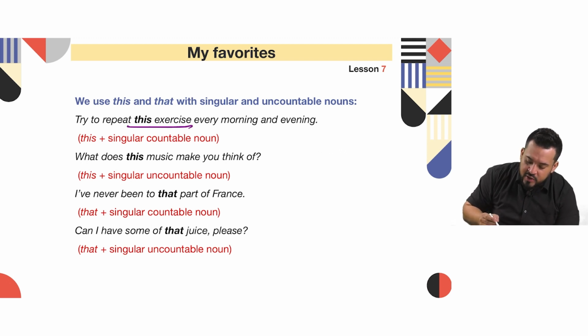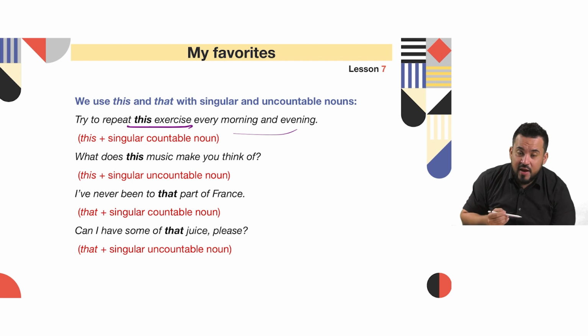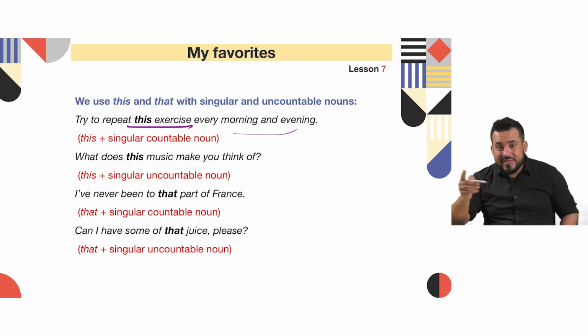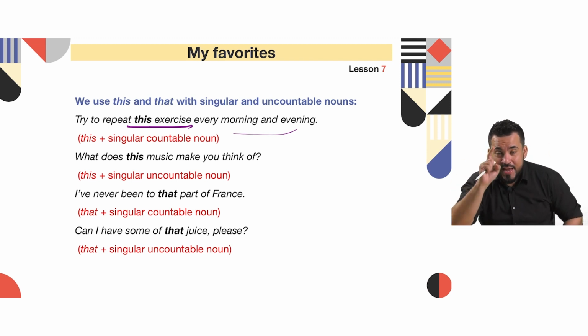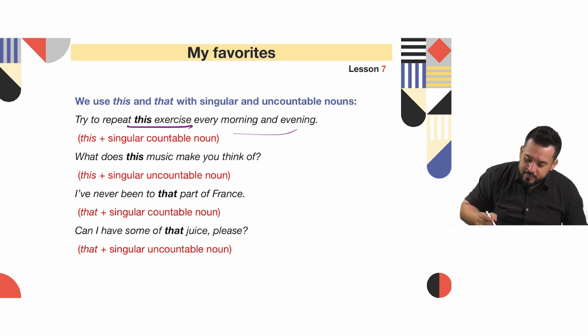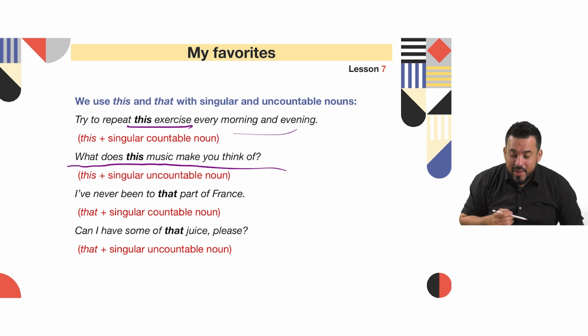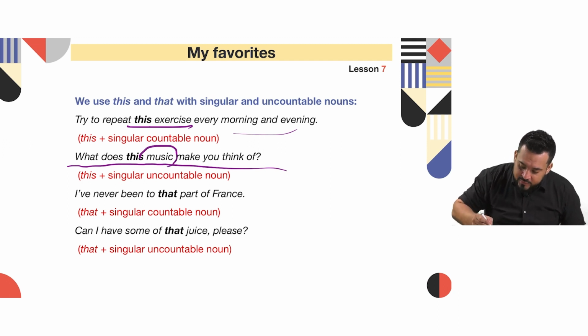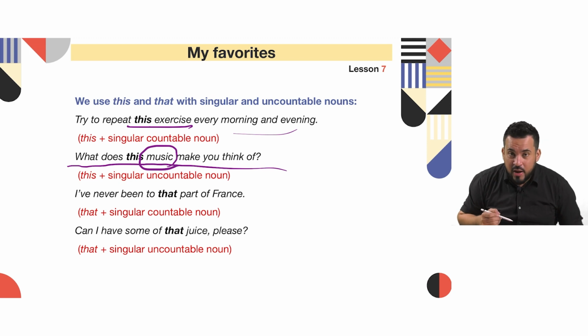Try to repeat this exercise every morning and evening. This exercise. Exercise is a singular noun, so we use this. What does this music make you think of? We use this with music. Music is an uncountable noun, so we use this.